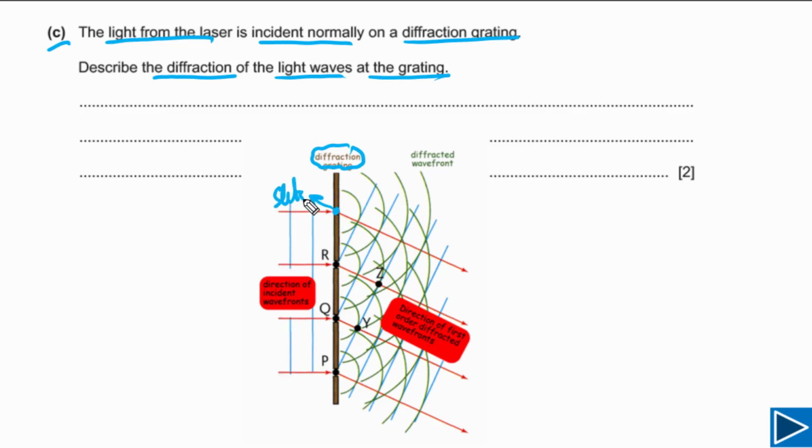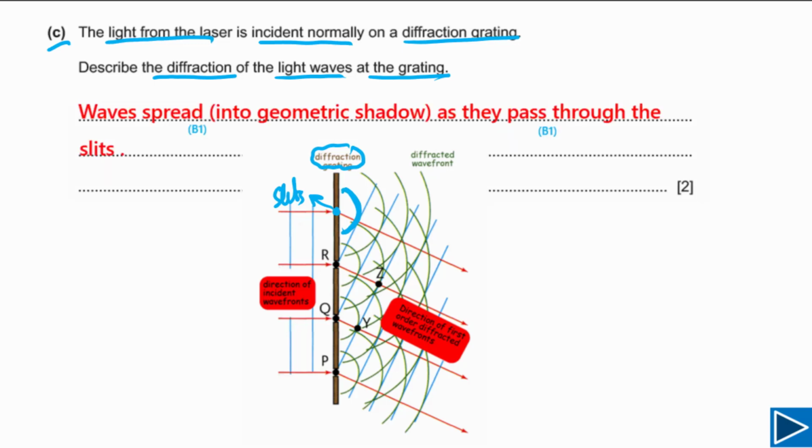If you look at light waves, when they pass through this slit, these light waves spread out. And this spreading out of light waves as they pass through slits is called diffraction. So simply we need to say that waves spread out as they pass through the slit, and that is diffraction. Let me show you how you can write a proper answer for this question. So this is how you need to write down your answer.